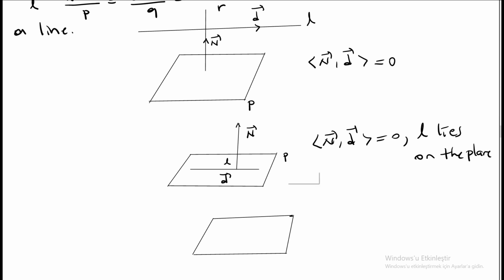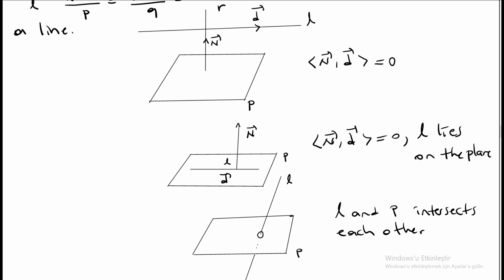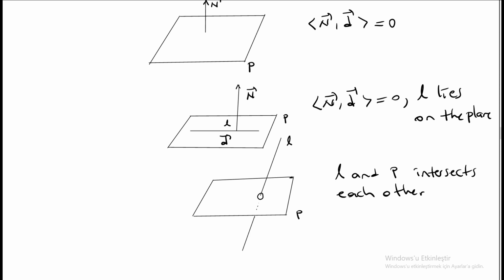So another case. In this case, let's say this is the line, but it's passing through this one. So this L, this P. So the line L and P intersect each other. Now, L is perpendicular to P if and only if this D and N are parallel. So what I mean is this one.